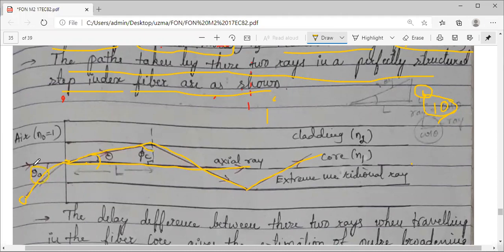And what is theta a? It is the acceptance angle. Acceptance angle is that angle within which, if the ray comes, only then the total internal reflection condition is met and the wave propagates. If your launching angle is not within this acceptance cone, then what will happen? This ray will not undergo TIR. It will simply enter the cladding and get lost. That's it. So theta A is your acceptance angle. So within that acceptance angle only, a ray is launched.